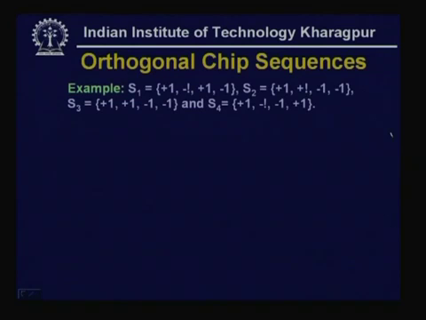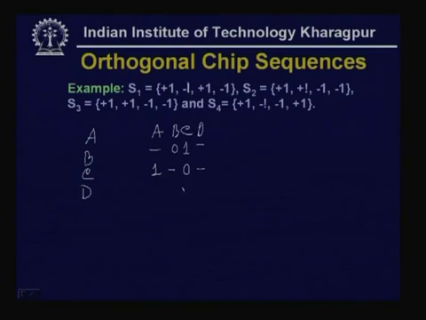Now let us take up several examples. Suppose S1, S2, S3 and S4 are assigned to channels A, B, C and D. Now let us assume at a particular instant, A is not transmitting, D is not transmitting, B is transmitting 0, C is transmitting 1. And another example: A is transmitting, B is not transmitting, C is transmitting 0 and D is not transmitting.